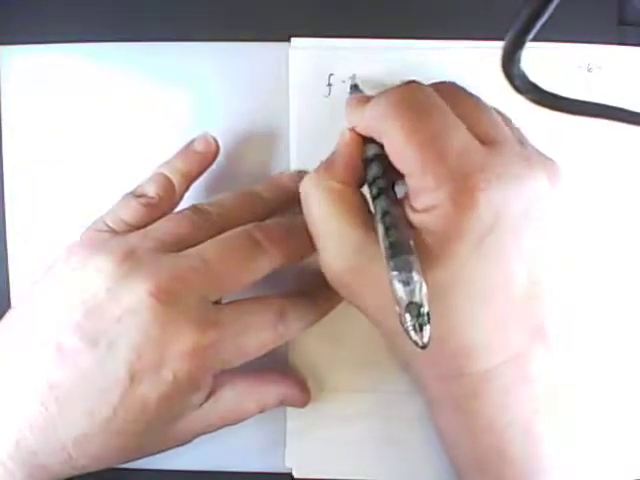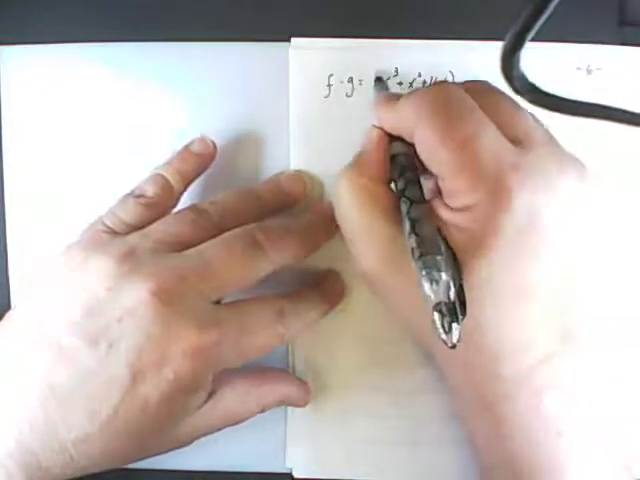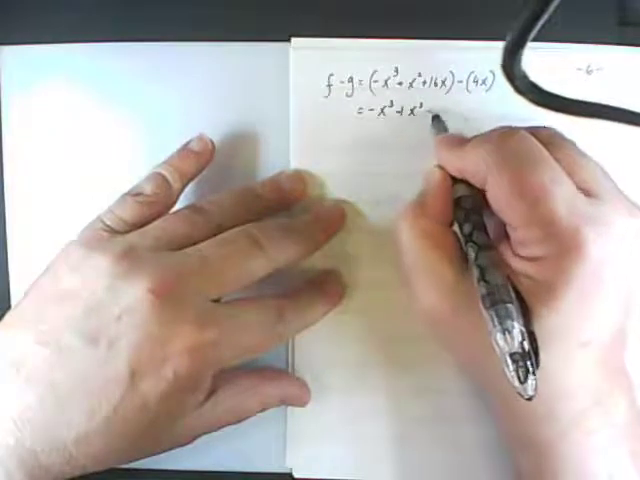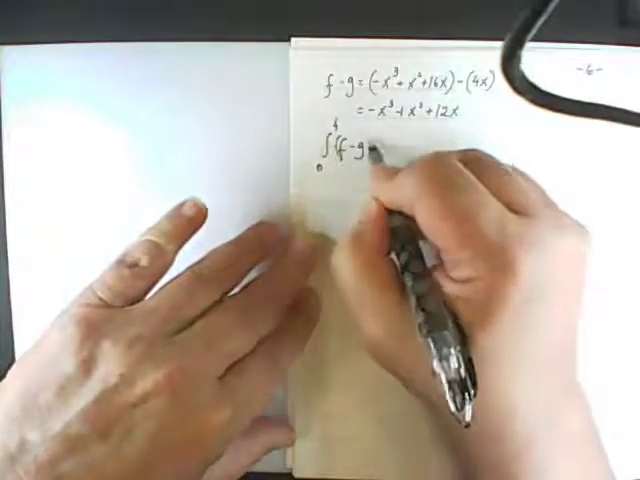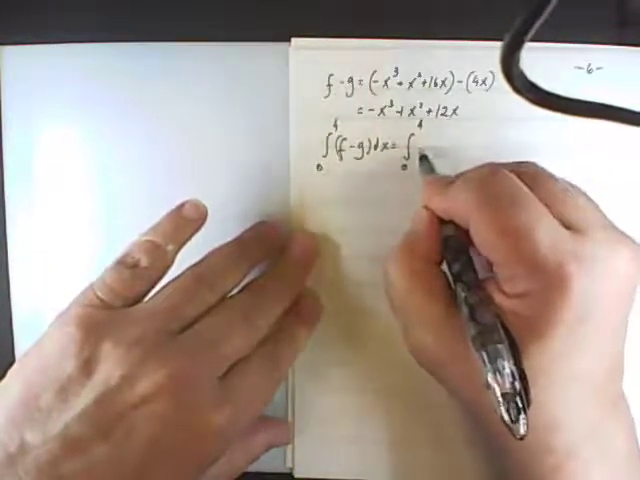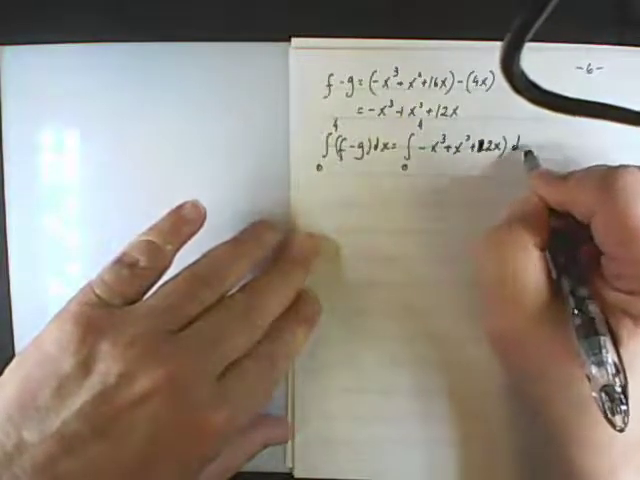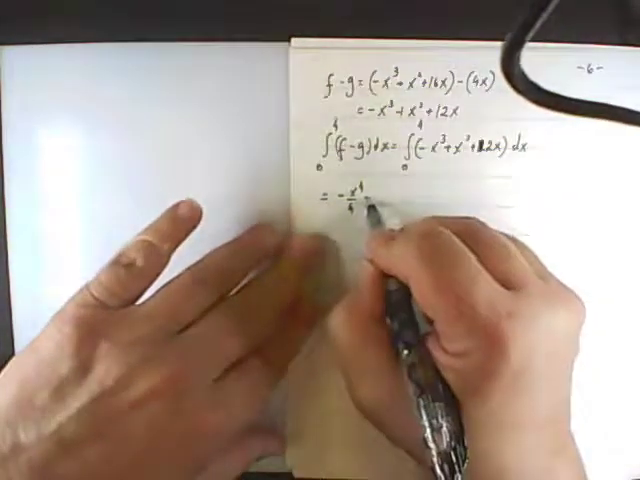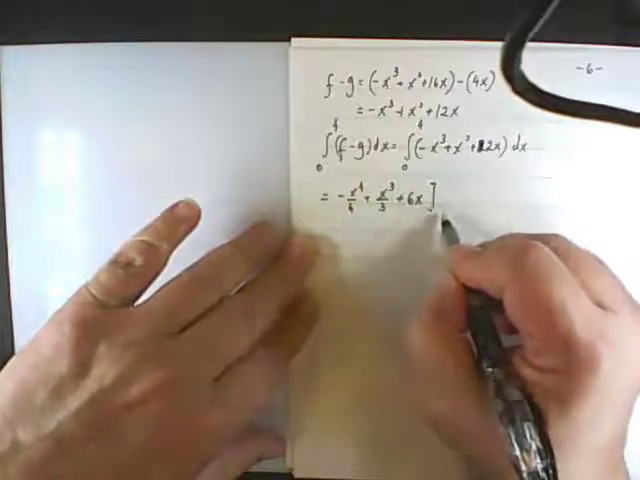So the solution: first let's evaluate f minus g. F is negative x cubed plus x squared plus 16x, and g is simply 4x, and the result is negative x cubed plus x squared plus 12x. The integral from 0 to 4 of f minus g dx becomes the integral from 0 to 4 of negative x cubed plus x squared plus 12x dx. At this point, it's just a matter of calculating correctly. And 12x, x squared divided by 2 is simply 6x squared, from 0 to 4.